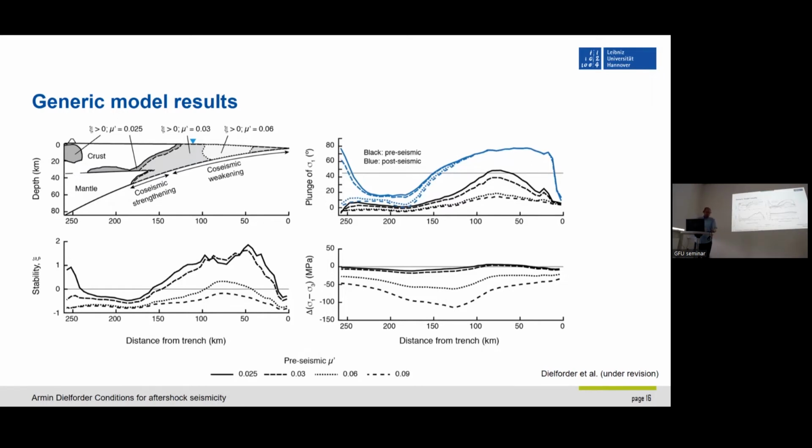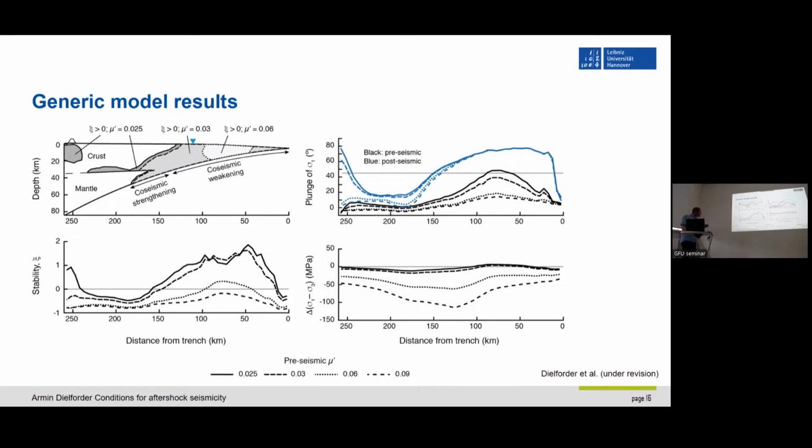the forearc. And on the other graphs, I calculated average values for the crustal part, so for the upper 30 kilometers within the forearc, of this stability value, to give you a better idea of how it changes across the forearc, and of the orientation of sigma 1 for the pre-seismic state, that are the black curves, and the blue curves for the post-seismic state, and the average change in differential stress within the forearc clusters in the upper 30 kilometers.